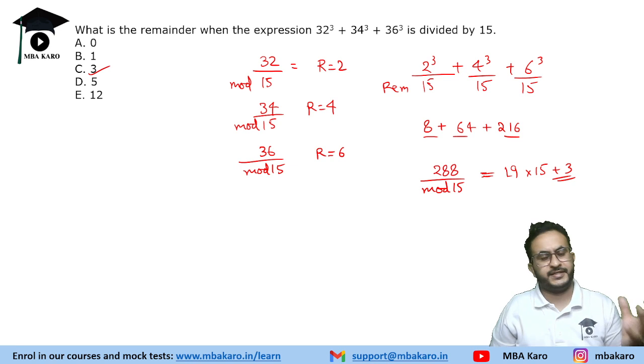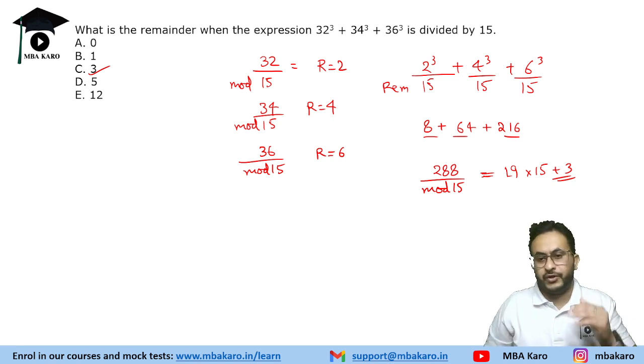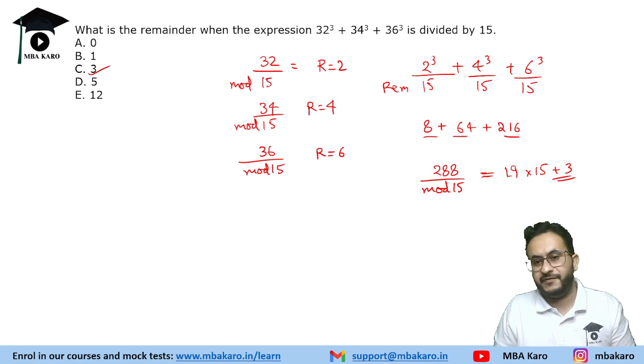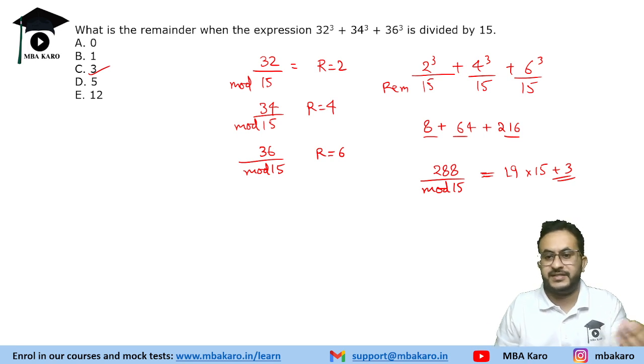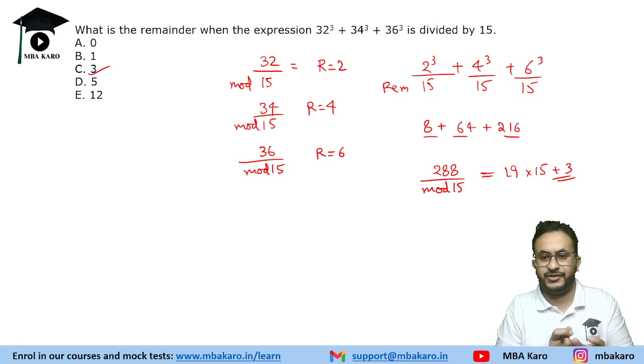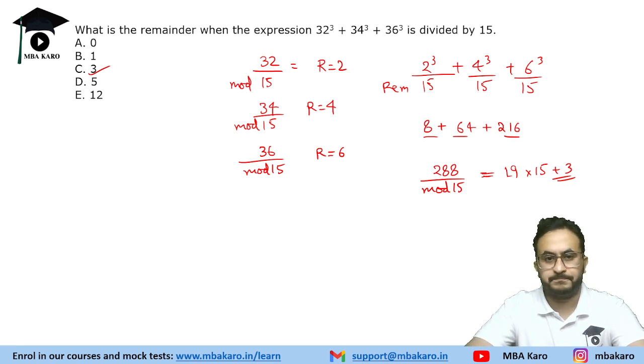Simple question. Just know the basic concept of remainder. Since 32 cube is a large number, so what we will do, we will divide 32 by 15 and see that the remainder is 2, right? So we will find 2 to the power 3, 34, 4 to the power 3, 36, 6 to the power 3. And add those values and then divide by 15 to get the remainder.